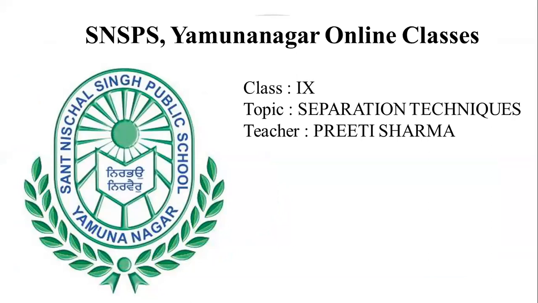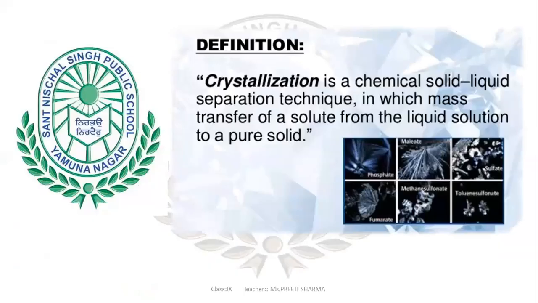We are doing separation techniques, and today we'll do the two types which are being left. The first is crystallization. Students, crystallization is a chemical solid-liquid separation technique in which there is mass transfer of solute from a liquid solution to a pure solid. It means crystals are formed. So, crystallization is a process by which an impure compound is converted into crystals.